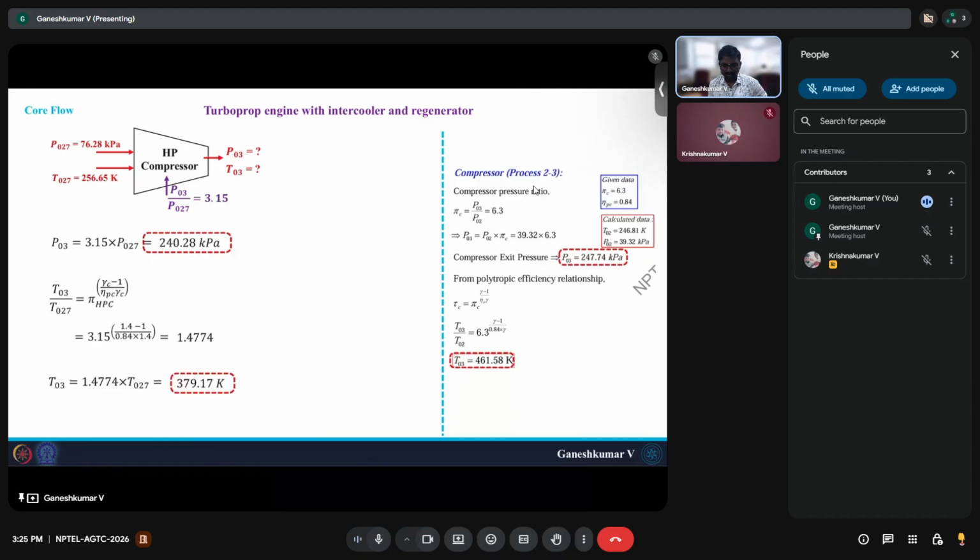And the temperature is somewhere around 379.17 Kelvin. So as usual, since there is an intercooler, you expect the temperature to be lower at the exit of the HP compressor. And also, the work done by the HP compressor is going to be slightly lower. Anyway, that comes while doing our calculations at the HP turbine.